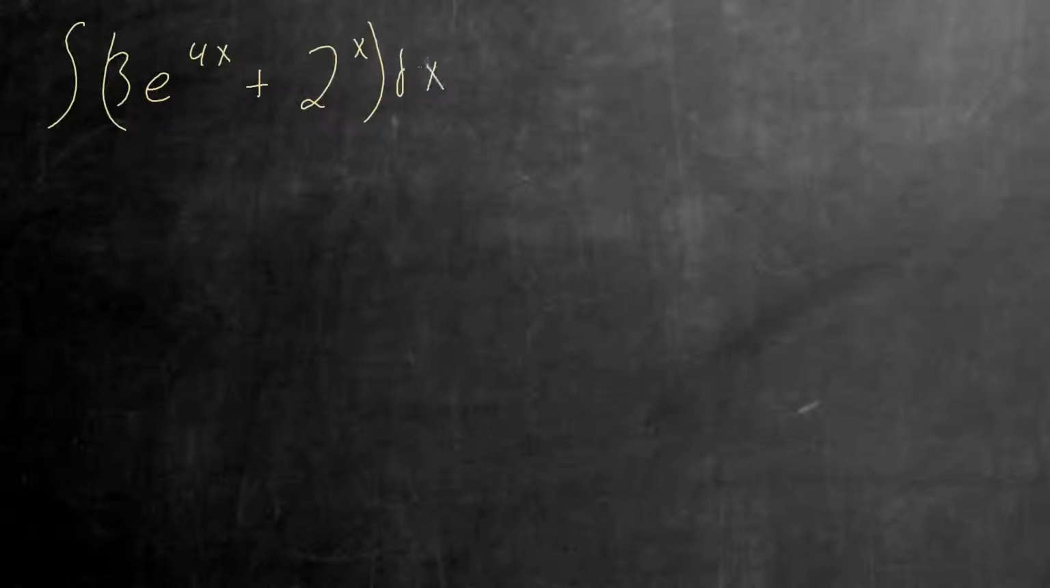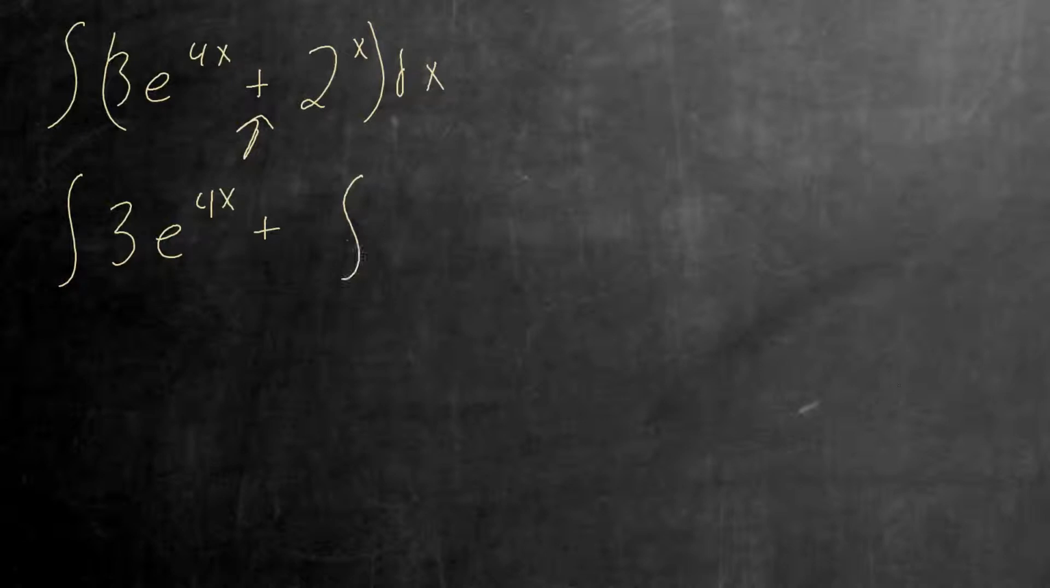All right, looking at number 110, no calculator, integrate. So A says the integral of 3e to the 4x plus 2 to the x dx. Anytime we've got the plus sign, we want to make it two integrals. I know it looks convenient to keep it one, but it's a lot smarter to do it as two, just doing two separate problems.